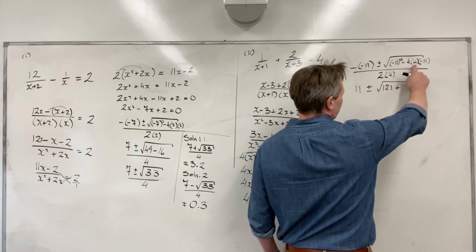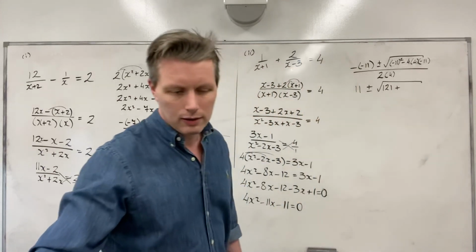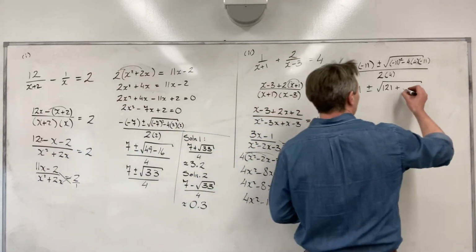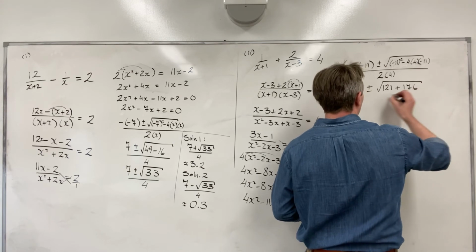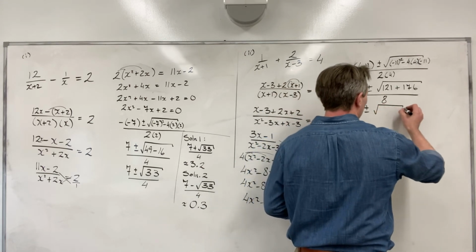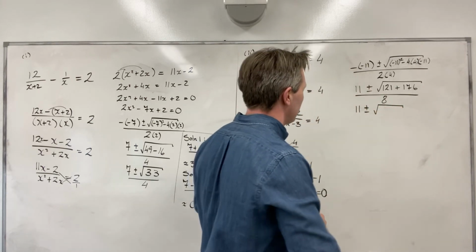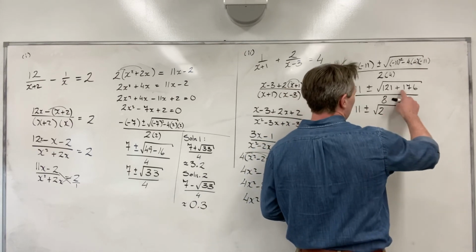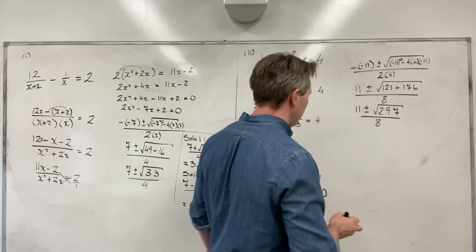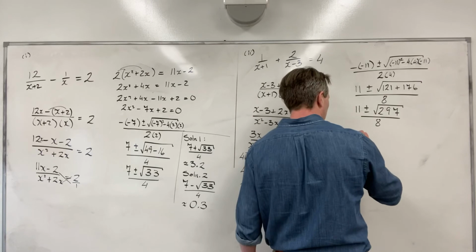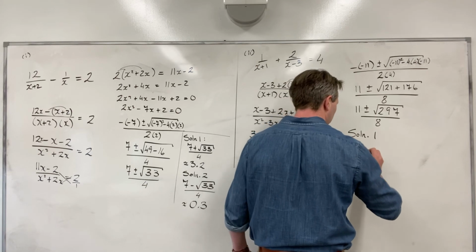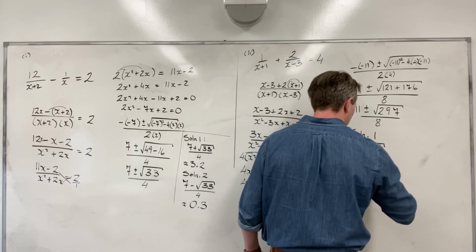And now I have 4 times 4, which is 16. And 16 times 11 will be 176, all over 8. And now I have 11 plus or minus the square root of 121 plus 176, which is going to be 297, all over 8. So again, two solutions. My first solution is 11 plus the square root of 297 all over 8.